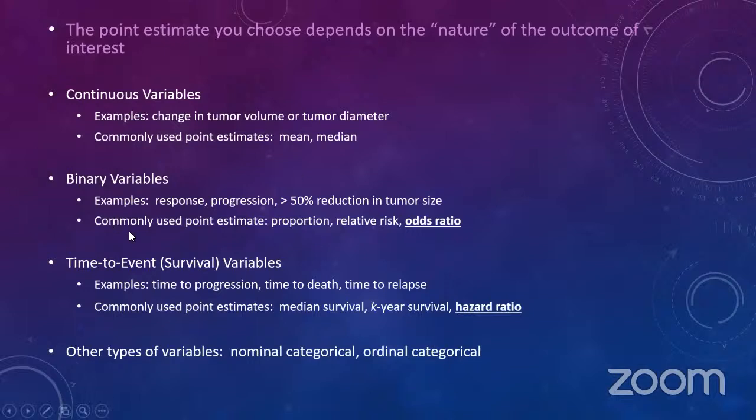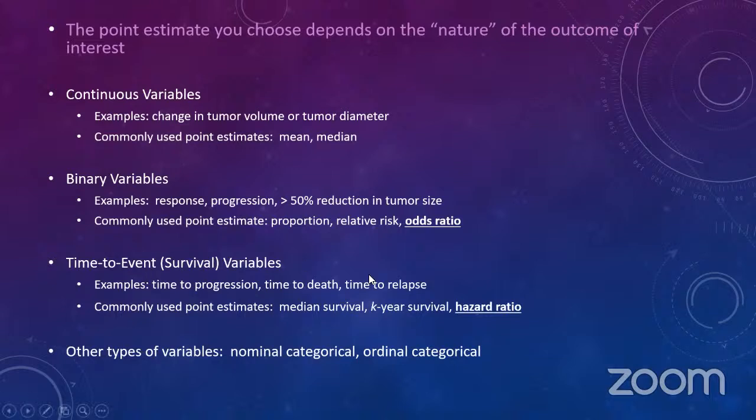So how do you choose which parameter to use? It depends upon the type of variables, like whether it is a continuous variable or a binary variable or time to event. For binary variables like response, progression, decrease and reduction in size, we can use a relative risk or an odds ratio. Like, smoking causes cancer, you can use a relative risk. It is a binary variable. There are only two outcomes in that parameter.